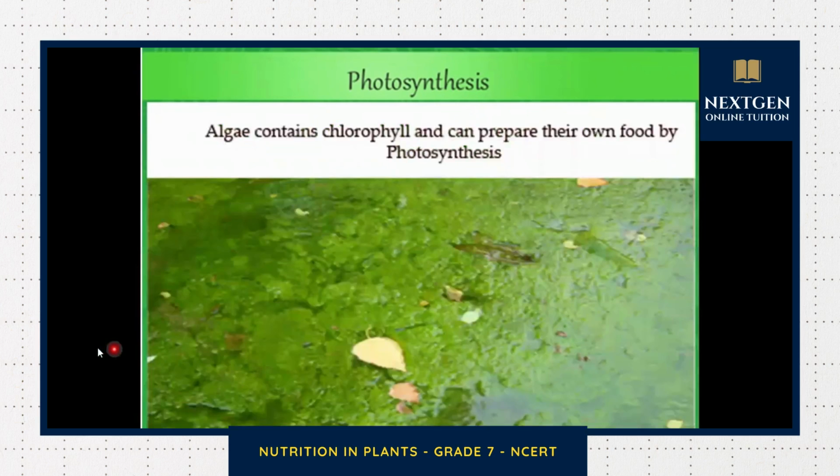You often see slimy green patches in ponds or stagnant water bodies, isn't it? These are generally formed by the growth of an organism called alga. This alga also contains chlorophyll, which gives it the green color. Algae can also prepare their own food by the process called photosynthesis.